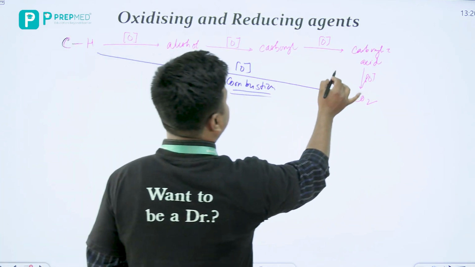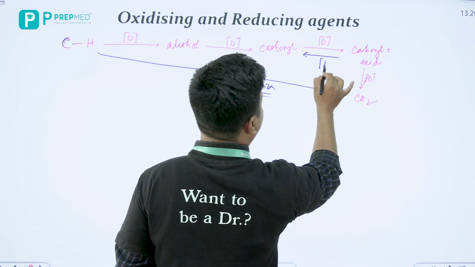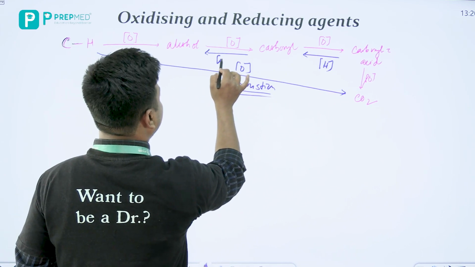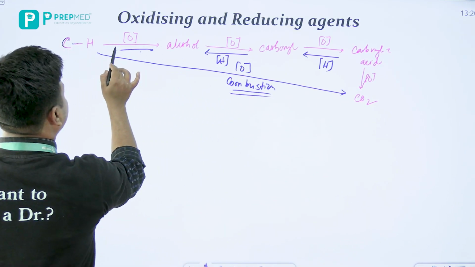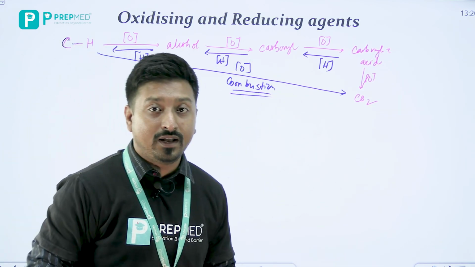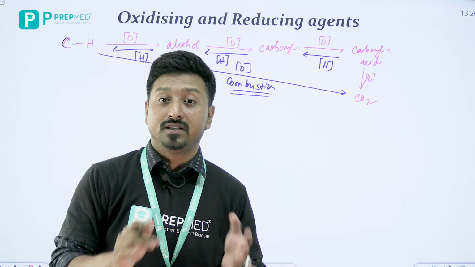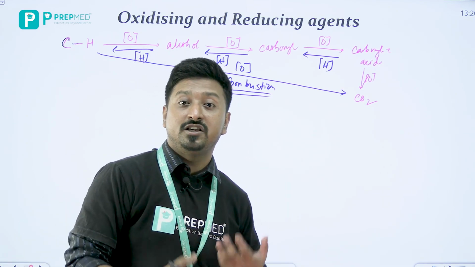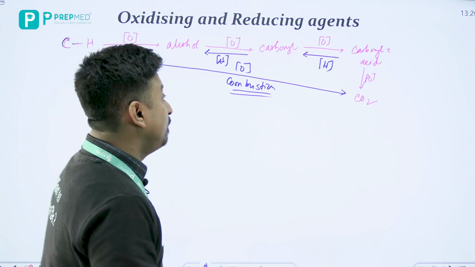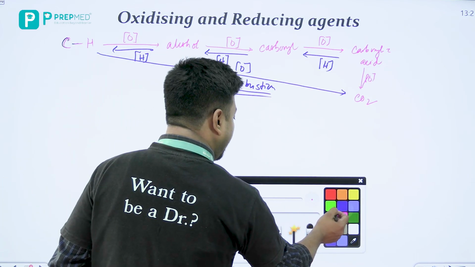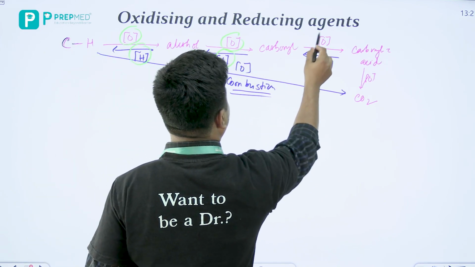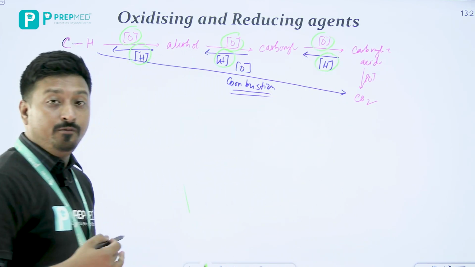Further, if I go backwards, then if you reduce the carboxylic acid, you will get carbonyl. If you reduce the carbonyl, you will get alcohol, and if you reduce the alcohol, you will get hydrocarbon. So this is the central idea about oxidation and reduction in organic chemistry. Now we will talk about each step, and our job will be to fill up these points, that is, what type of oxidizing agents and reducing agents we will be employing.